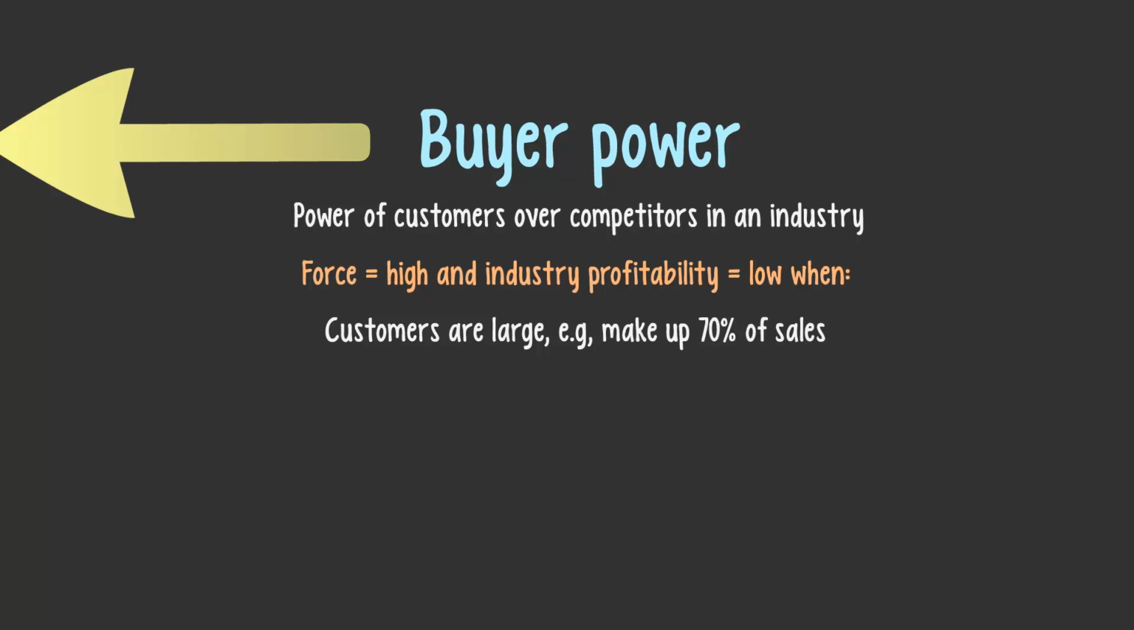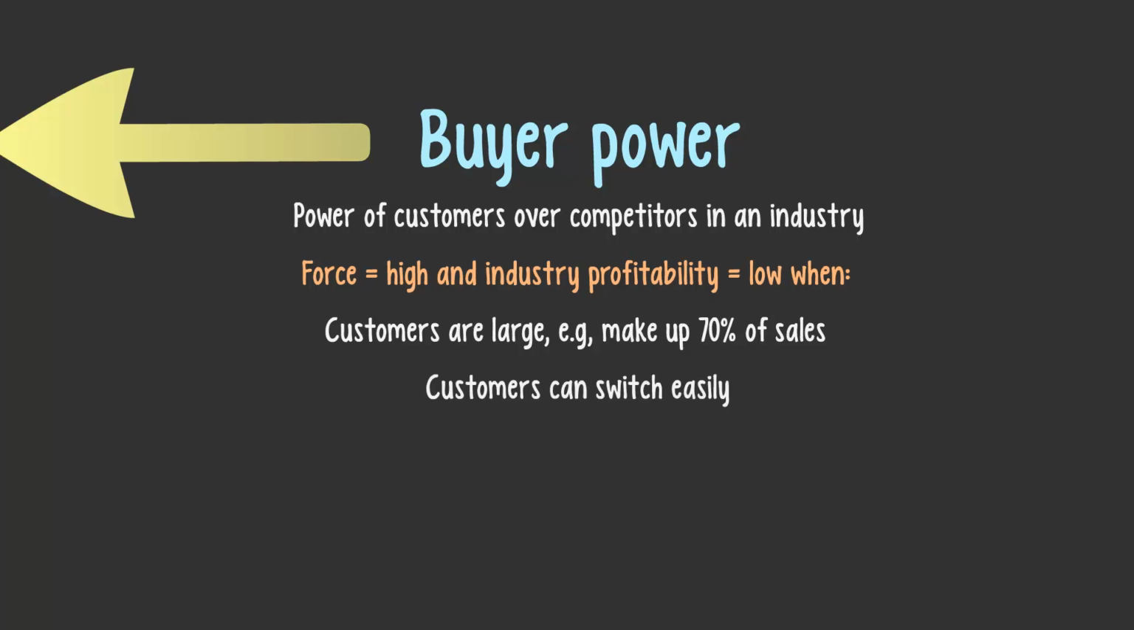Let's imagine we've got an organization with one big customer, and that customer makes up 70% of that organization's sales. Well, that organization is going to be totally dependent on them. If that buyer comes to that company and says, we want a hefty 20% discount, or we're going to go to one of your competitors, it would be something you would have to consider. So there we go. That's big buyer power. That would increase the force and reduce the profitability of the industry.